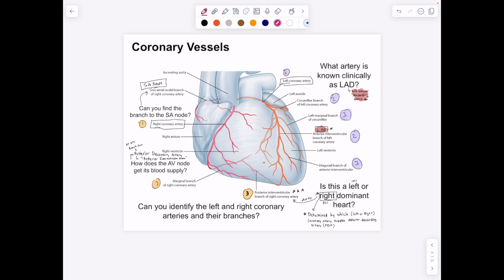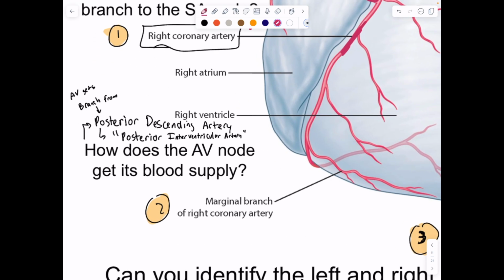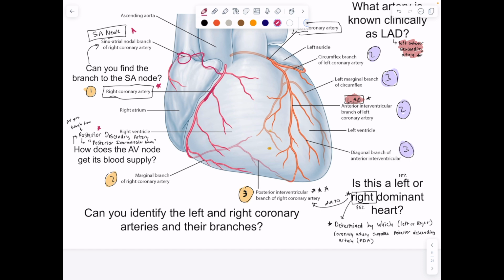Can you find the branch of the SA node? We know the SA node is our pacemaker, and we're going to get the branch from the right coronary artery. You can see the right coronary artery here, and we have a branch going to the right atrium, which is where the SA node is housed. Then, how does the AV node get its blood supply? It gets its blood supply from a branch of the posterior descending artery. Again, the posterior descending artery is this artery right here that goes into the posterior interventricular sulcus. Again, that's this guy right here.